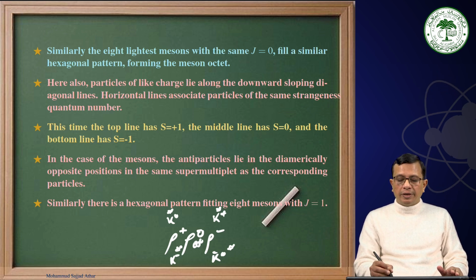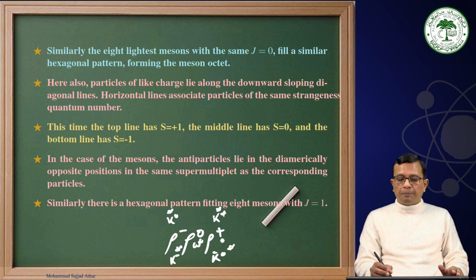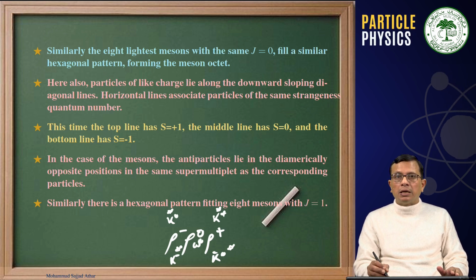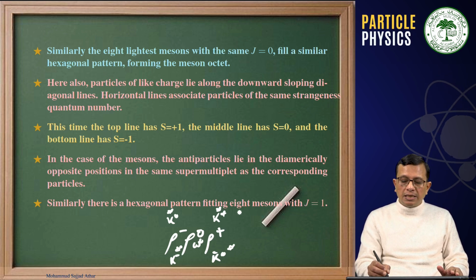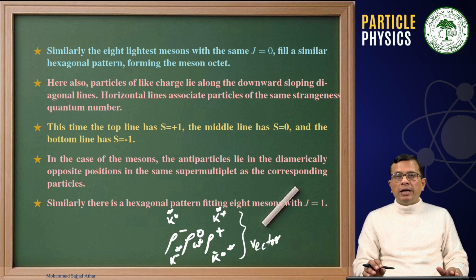Similarly, we have here rho plus, sorry, I should plot rho plus here, like pi plus we had done. Therefore, rho plus, rho 0, omega 0, rho minus, these are all vector mesons. These are spin 1 odd parity particles. These are called vector mesons, while with the earlier case, we had pseudo scalar mesons.